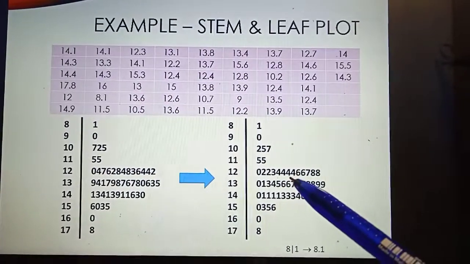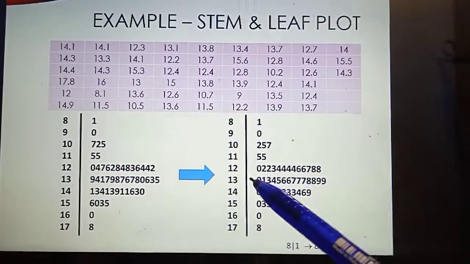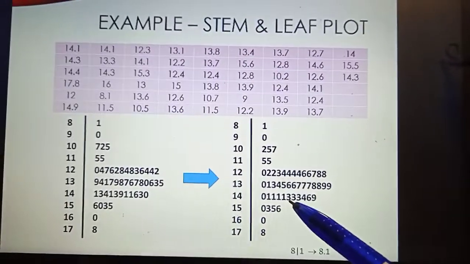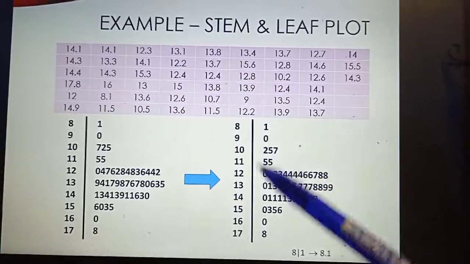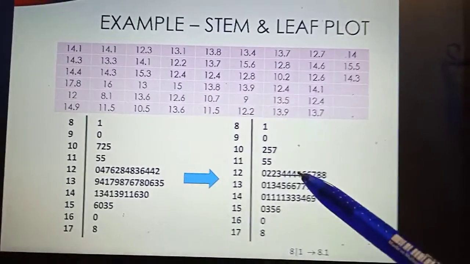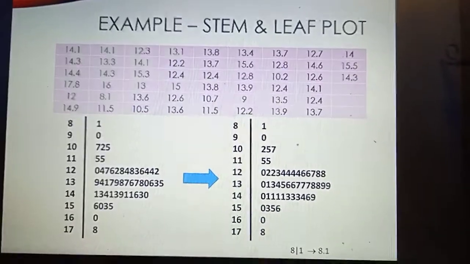So kita akan nampak number yang paling kerap macam ni, 12.4 paling kerap kan. Macam ni 14.1 paling kerap. Daripada sini stem and leaf plot kita boleh nampak yang mana number yang appear paling frequent dan berapa kali.